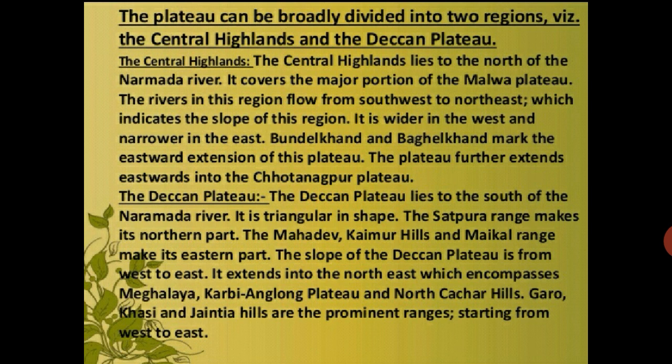Now, the Central Highland lies to the north of the Narmada River, meaning above the Narmada River. It covers the major portion of the Malwa Plateau. The rivers in this region flow from the southwest to northeast, which indicates the slope of the region. Because the rivers are flowing this side, the slope is that side only. It is wider in the west and narrow in the east.